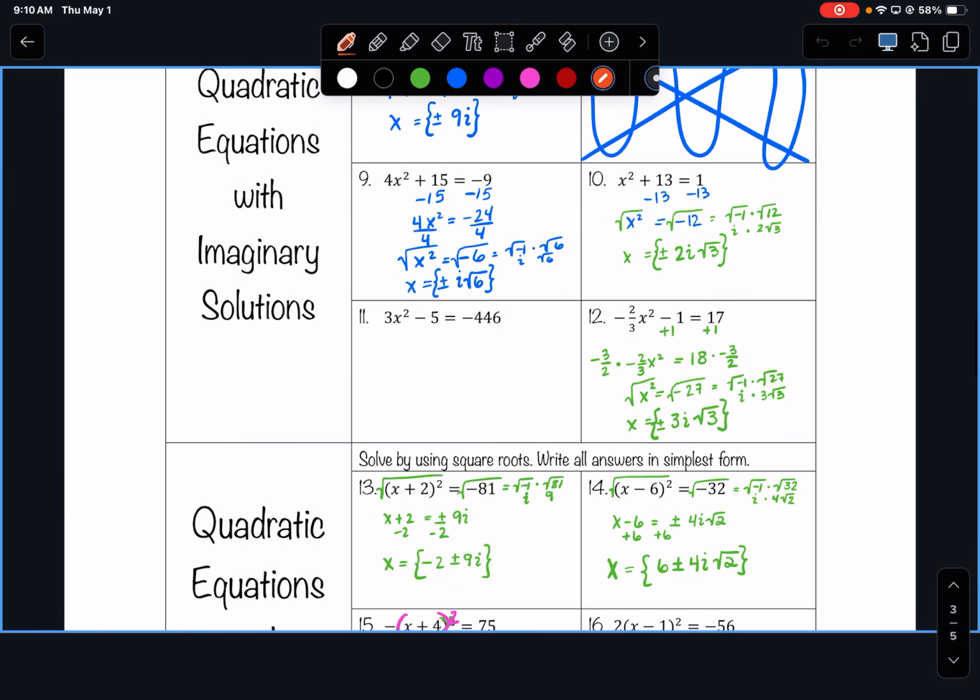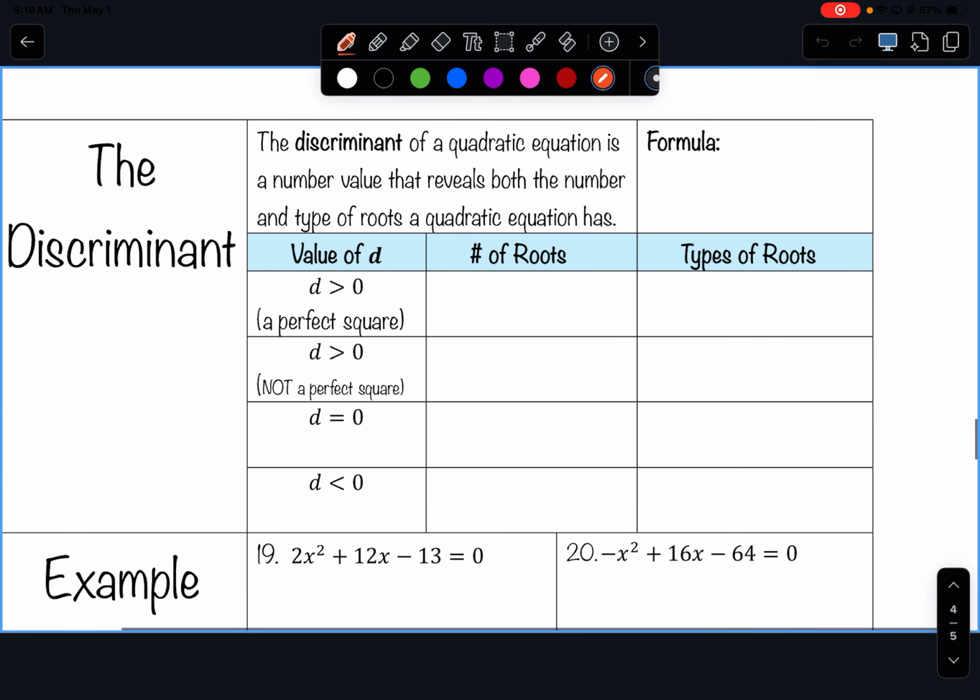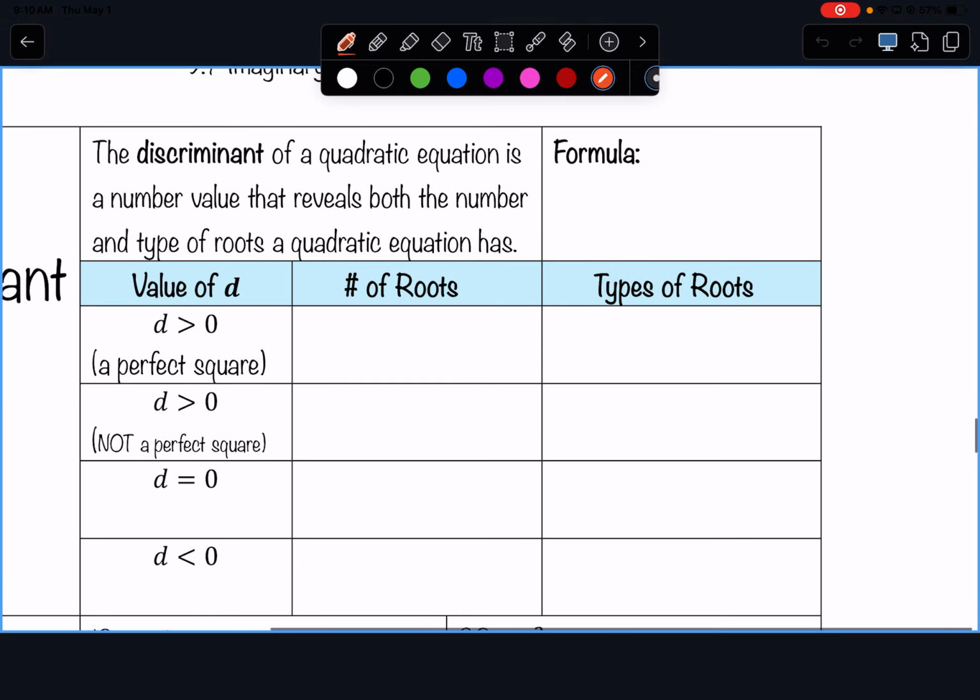The first thing we're going to look at, though, is the discriminant. This is something we talked about in the first half of the unit, just a little bit, not a lot. But the discriminant is actually part of the quadratic formula. The discriminant is a number value that reveals both the number and the types of quadratic roots the problem has. The discriminant's formula is D is equal to b squared minus 4ac.